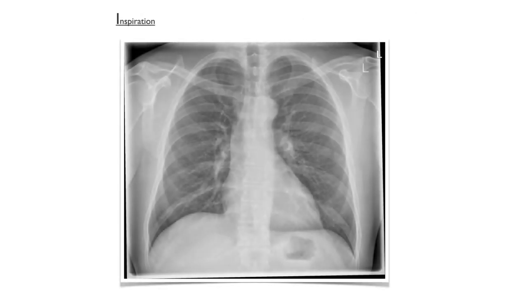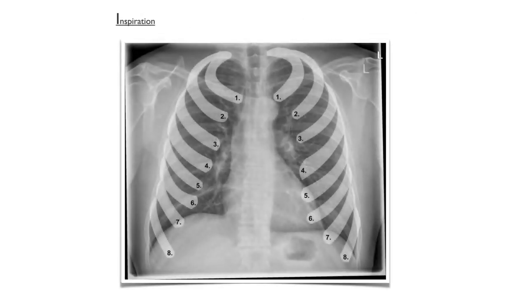The next 4 steps in our mnemonic review the technical quality of the radiograph, starting with inspiration. Inspiration is assessed by counting the anterior ribs. There should be 6 anterior ribs above the diaphragm. The 7th rib should penetrate through the diaphragm. If the 7th rib is above the diaphragm, this suggests hyperinflation.